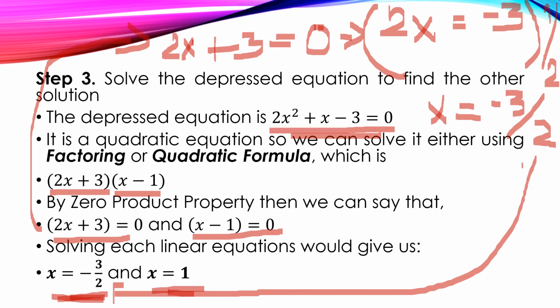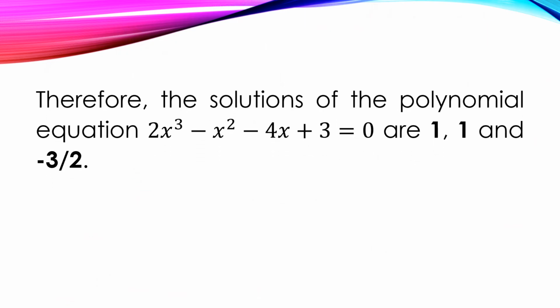And then yung 1 naman ay nanggaling kay x minus 1 is equal to 0. So, madali lang yan. Get the additive inverse of negative 1, and that is 1. Okay. So, therefore, the solutions of the polynomial equation 2x cubed minus x squared minus 4x plus 3 are 1, 1, and negative 3 halves. So, again, tama tayo. Tatlo yung solutions na nakuha natin dahil ang degree natin ay 3. So, 1, 1, and negative 3 halves.